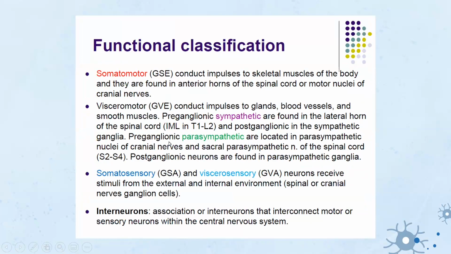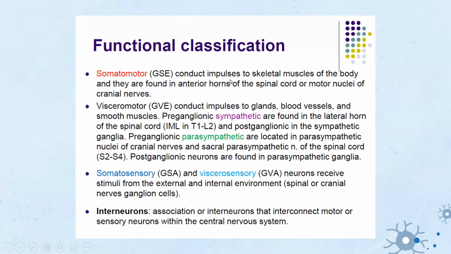All neurons can be classified functionally, starting with somatomotor. Somatomotor means somatic and motor. Remember we said somatic means voluntary actions. Motor means they're giving actions. GSE means general somatic efferent. Efferent means towards the body, so the impulses are going to the body or to the organs. The somatomotor neurons conduct impulses to the skeletal muscles of the body.